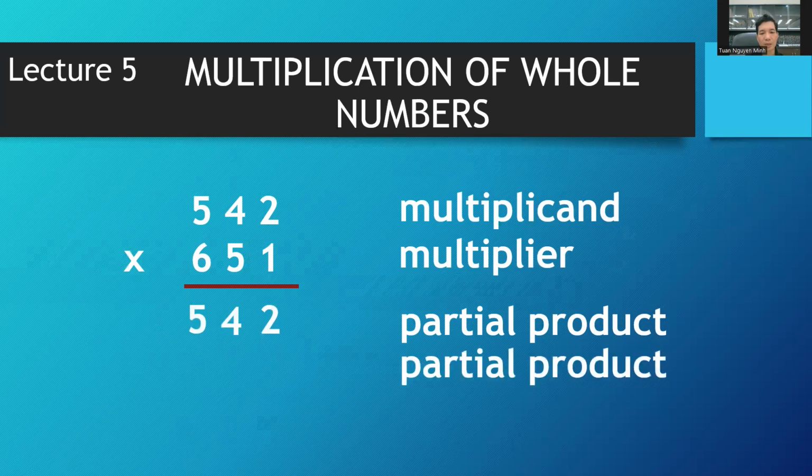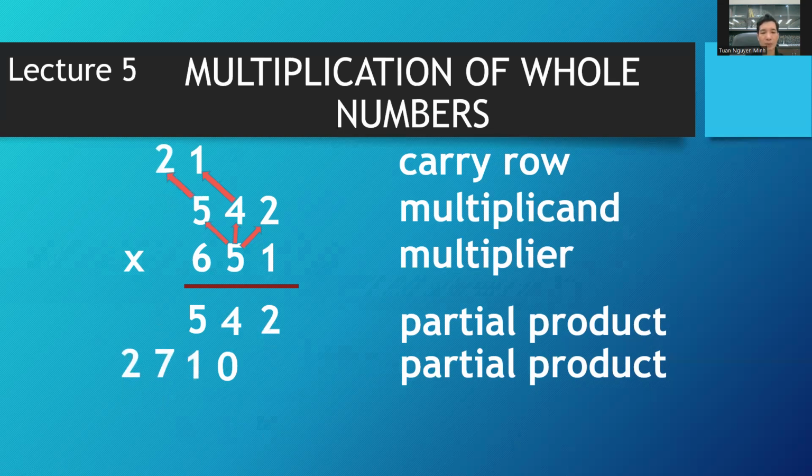And the second partial product. 5 multiplied by 2, so you got 10, and you write 0, and on the carry row you write 1. Next step, 5 by 4 and add 1. So you got 21, you write 1 here, and the carry row is 2. Next step, 5 by 5 and add 2. So you got 27.